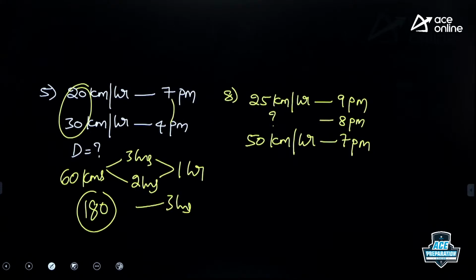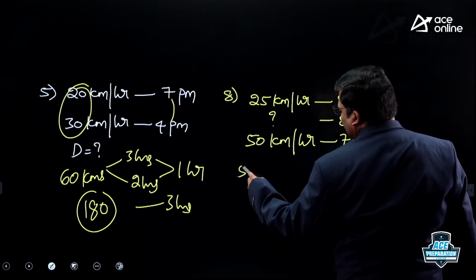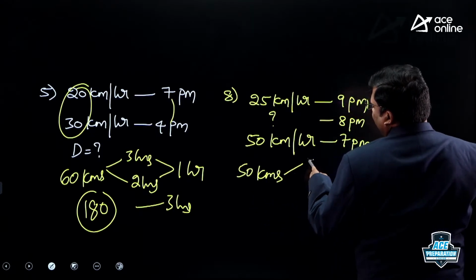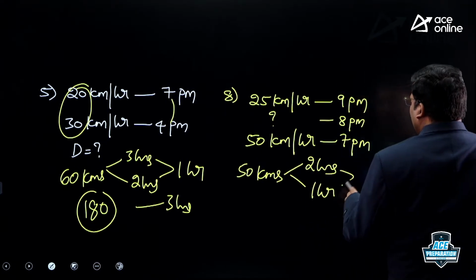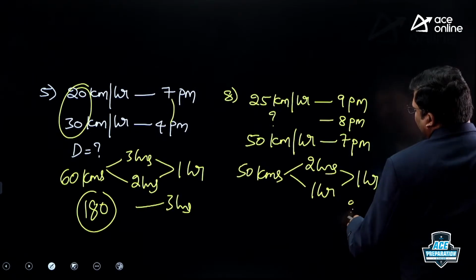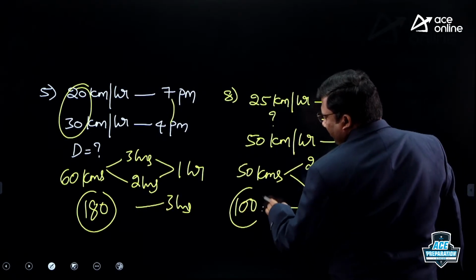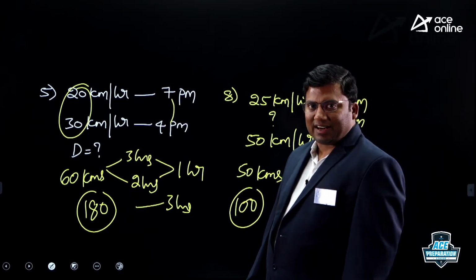25 kilometers per hour, 9 p.m. 50 kilometers per hour, 7 p.m. 25, 50, it is 50 kilometers. First day 2 hours, second day 1 hour, gap is 1 hour. 7 p.m., 9 p.m., it is 2 hours. So the answer will be 100. I hope the idea is clear.